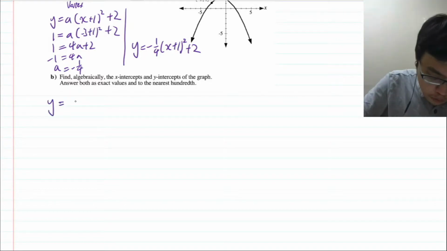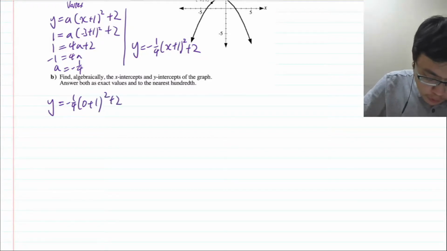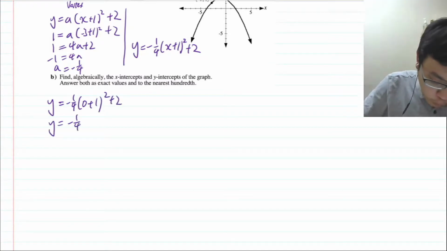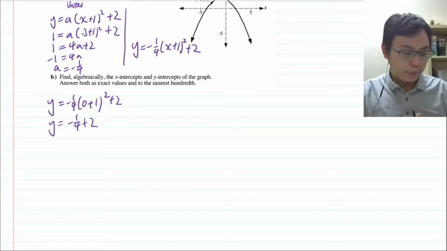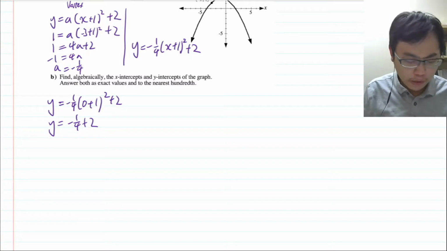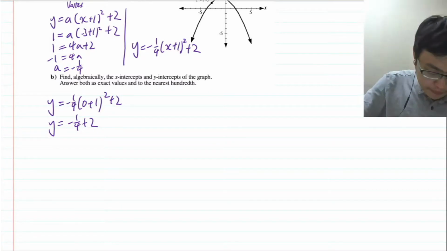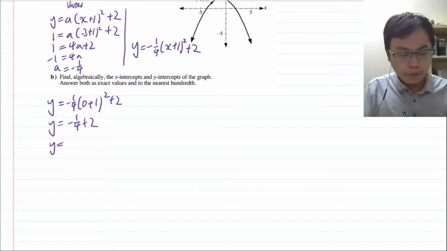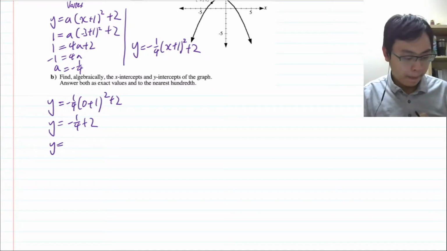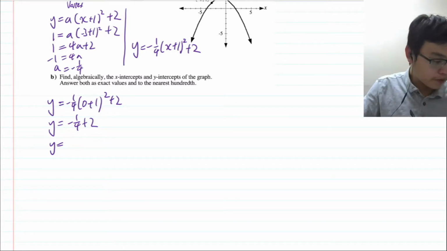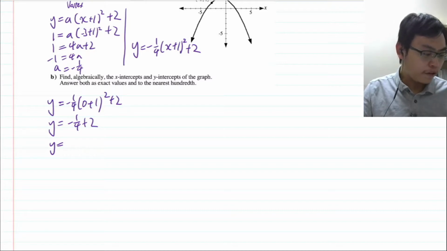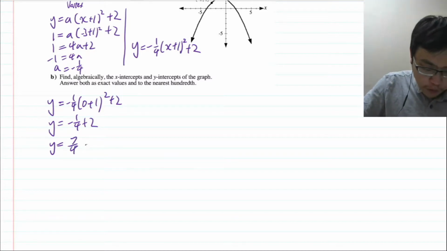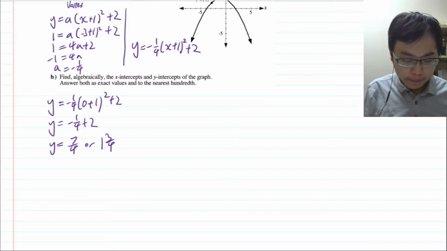So y is equal to negative 1 quarter of (0 plus 1) whole squared plus 2. So that's going to be 1. So y equals negative a quarter plus 2. And you can just go ahead and put that into your calculator if you don't want to calculate fractions, but that's going to be 1 3/4. I just prefer to use improper fraction, or decimal 1.75. Actually, it says exact form. So let's put it into fraction, which is going to be 7/4, or you can say 1 3/4. That's fine. Okay, so that's the fraction form.